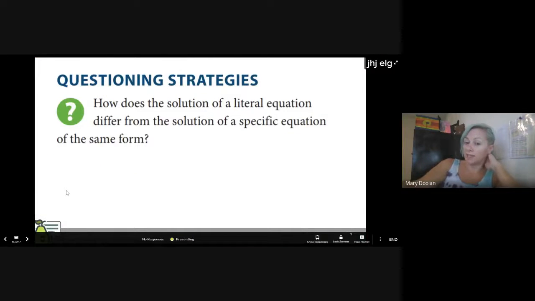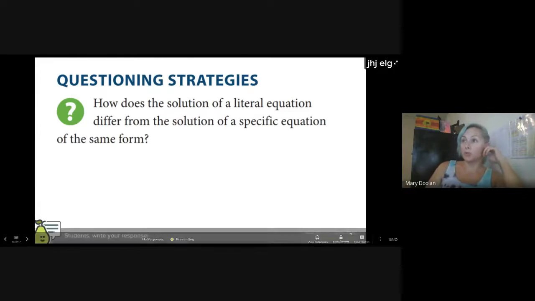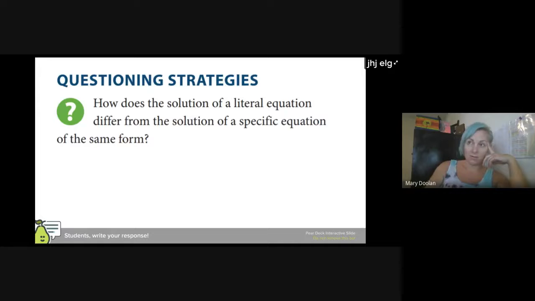Okay, last interactive slide for you. How does the solution of a literal equation differ from the solution of a specific equation of the same form? So how are the two different? If I'm solving a literal equation like y equals mx plus b for x versus solving y equals mx plus b for x when I know that y is 4, m is 3, and b is 2. How do their solutions look different? What's different about them?